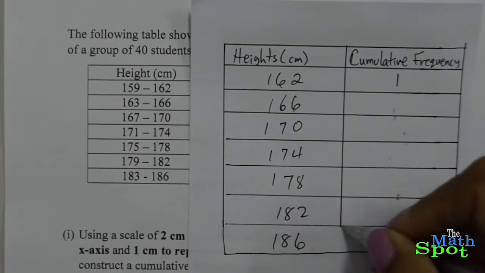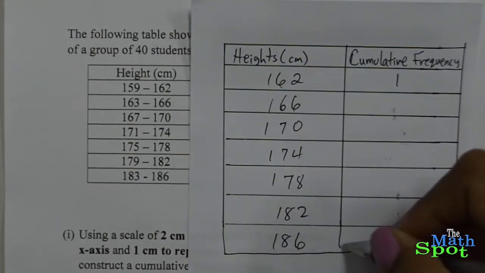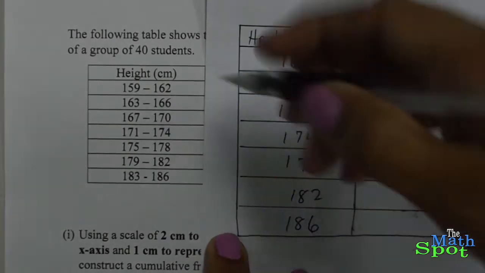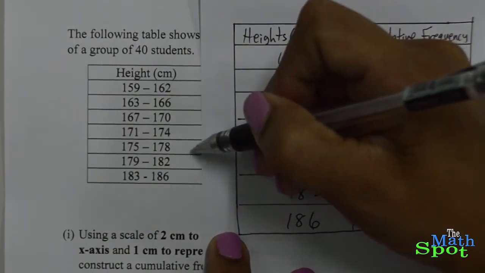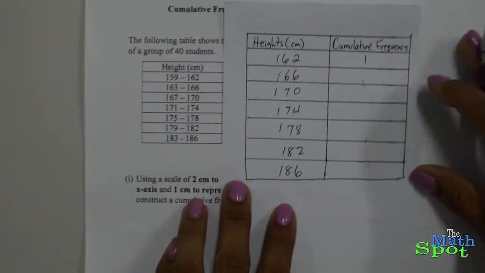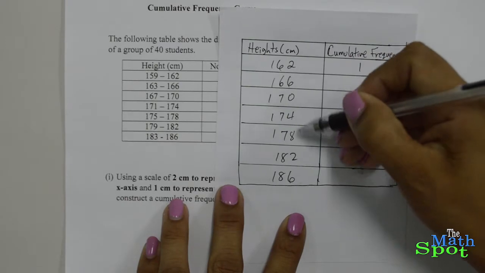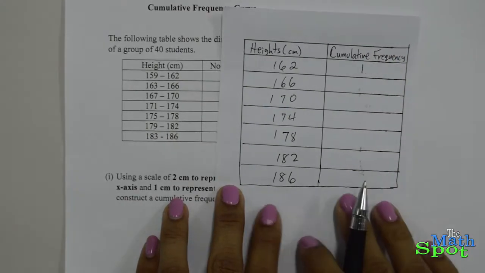Be sure you're not skipping any interval. We had 1, 2, 3, 4, 5, 6, 7. So for this one, 1, 2, 3, 4, 5, 6, 7, all accounted for.